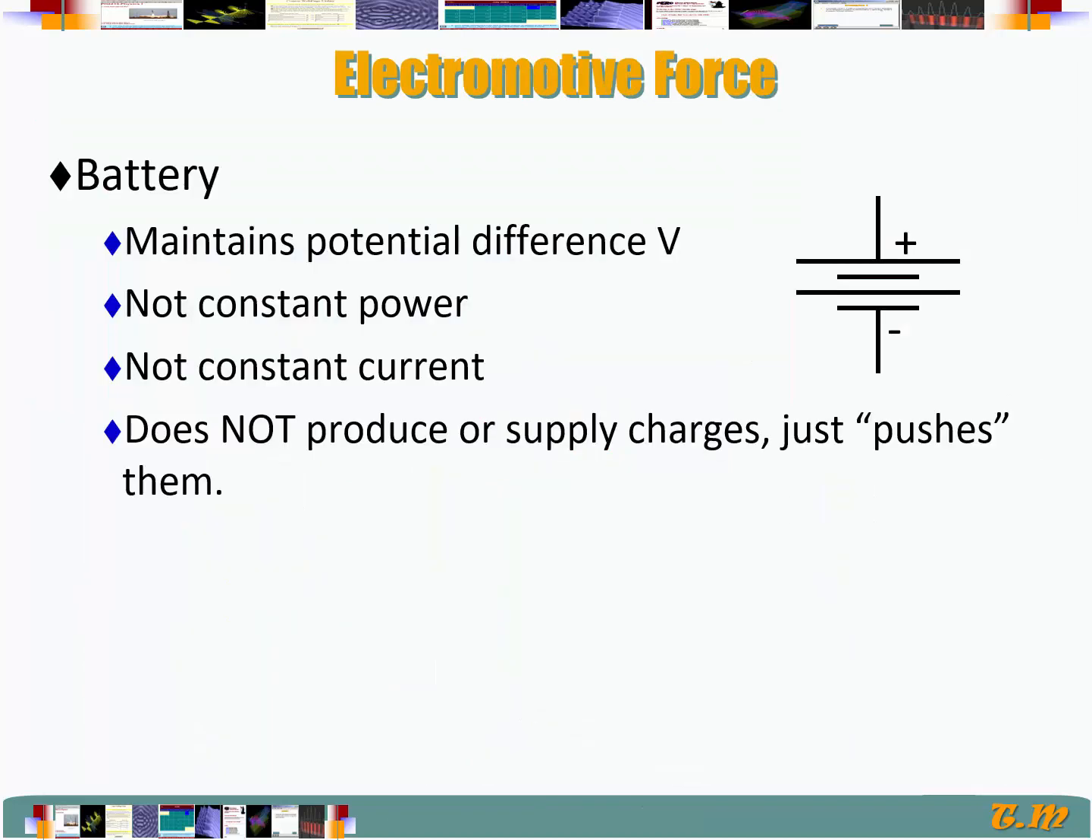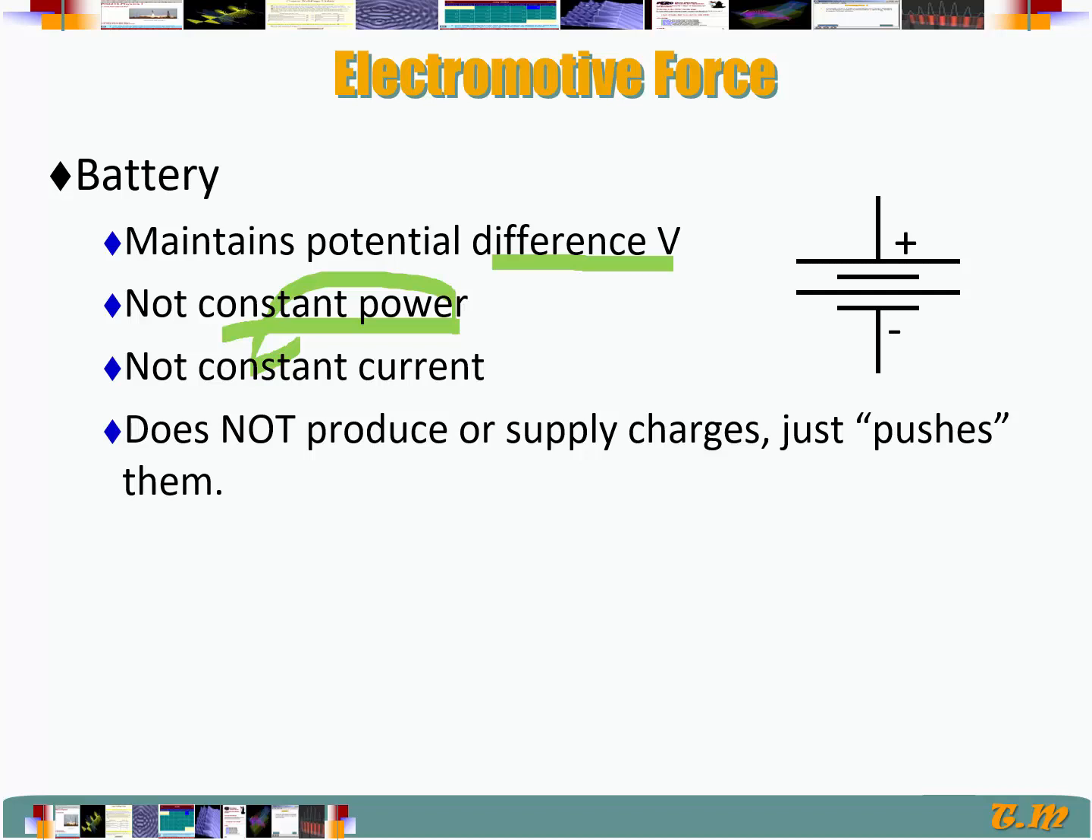Now here is an example of a battery where we see the different cells. A battery in an electrical circuit is going to maintain a constant potential difference. 9 volts, 6 volts, whatever that battery is. That's not necessarily constant power, and we'll talk about electrical power later on. And it's not necessarily constant current either, and we'll see the relationship later on.